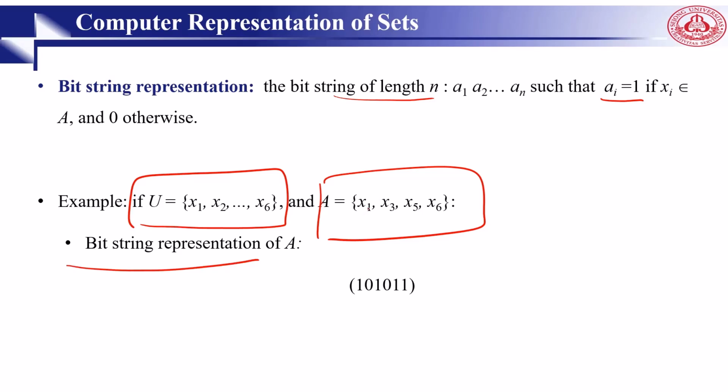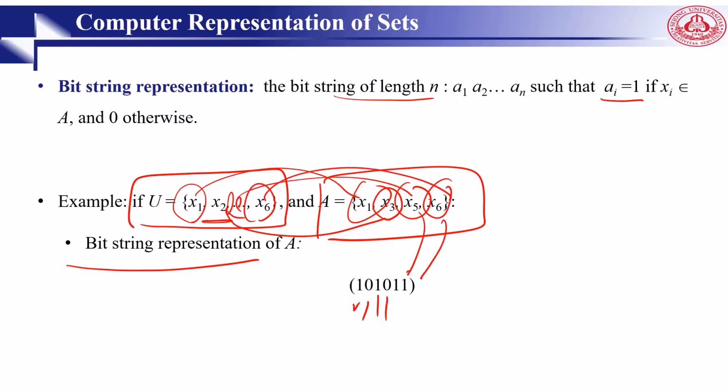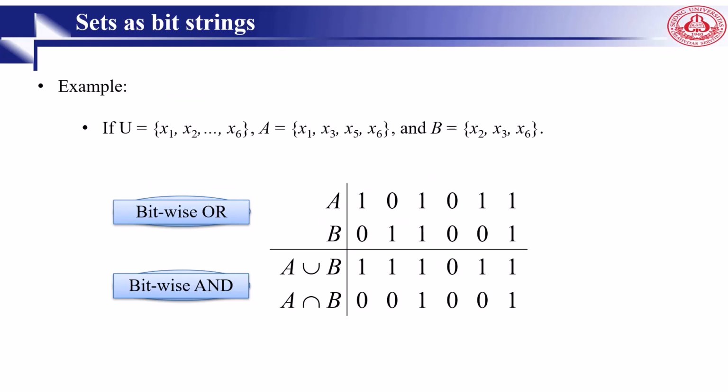Very simple. X1 is available, yes, 1. X2 is not available, 0. X3 is available, the next one is X3, right? Available, 1. X4 not available, 0. X5 available here. X6 available here. So we just compare our set A with the universal set. If the corresponding element is available in A, we show it using 1. If it is not available, we show it using 0. Very simple.